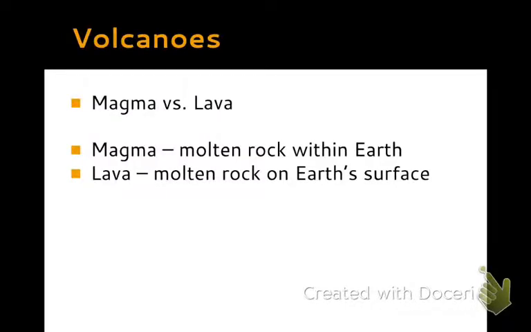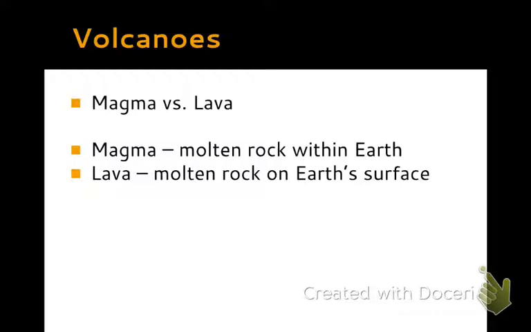Volcanoes. This is our last set of notes for geology. How exciting. Before we get into volcanoes, just a quick review. This is not bolded because you should already know it, but I just want to review it before we go further into it. So you have magma versus lava.